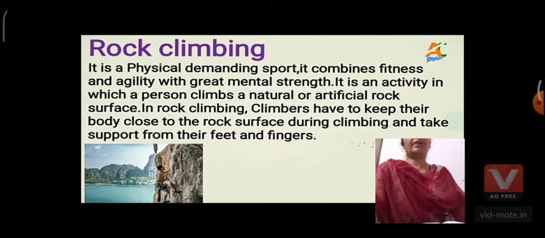Like you can see in this, it is a physically demanding sport. It combines fitness and agility with great mental strength. It is an activity in which a person climbs a natural or artificial rock surface. In rock climbing, climbers have to keep their body close to the rock surface during climbing and take support from their feet and fingers. As you can see below in the picture, how the man is climbing the rock. He is very close to the rock.